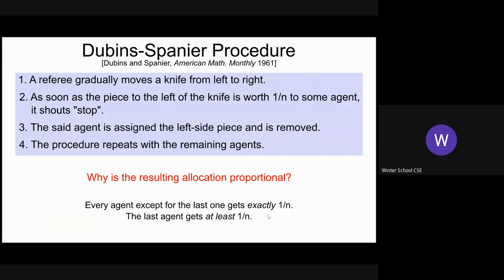right? Any agent who did not get a piece has had a value of at most 1 over n taken away from them, so they still have a lot of value left in the remaining cake. Even if two people shout at the same time, one of them is going to get the 1 over n value, and the other is going to lose at most 1 over n value. They still have a lot of value left in whatever cake is left. That's why this procedure always gives a proportional division, and the last agent gets at least 1 over n. They might get way more than 1 over n for all we know, but definitely they get 1 over n.